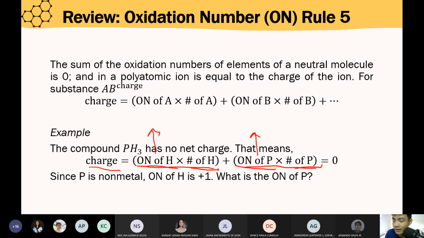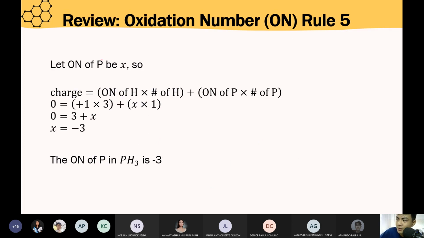So, for this problem, yung hydrogen may sinabi siya sa rules, but for phosphorus, wala siyang sinabi. So, we know that hydrogen, since it is bonded with phosphorus, which is a non-metal, it should be positive 1. Now, the question is, what's the oxidation number of phosphorus then? To get the oxidation number of phosphorus, we know that this is positive 1, tapos tatlo yan. This is unknown, so let it be the variable X. Tapos isa yung phosphorus natin.